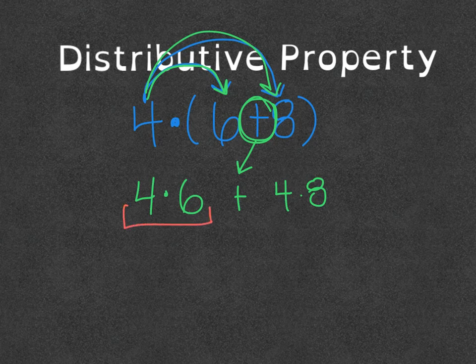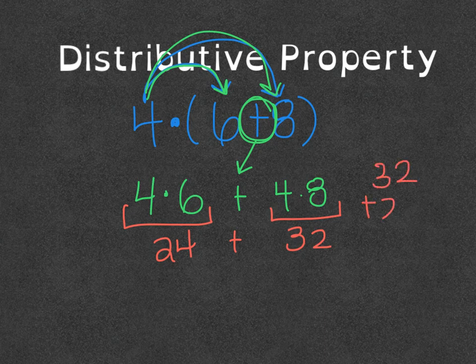4 times 6 is 24. 4 times 8 is 32. I'm going to add those two numbers together. 32 plus 24.